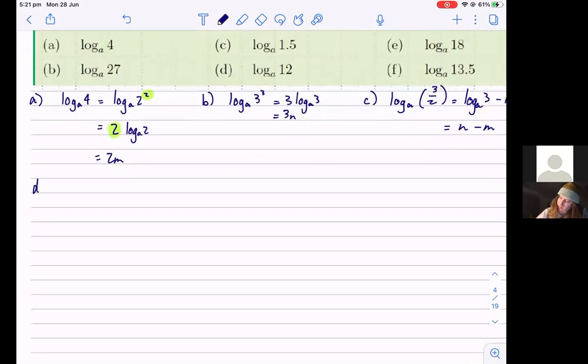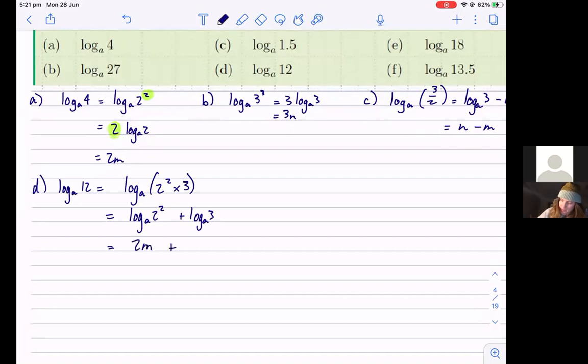Question D, we've got log base a of 12. Now that's the same as log base a of 2 squared times 3. So we've got log base a of 2 squared plus log base a of 3. Now we already know log base a of 2 squared, that's 2m, plus n. Question E, log base a of 18. Well, this time we've got log base a of 3 squared times 2, which means we've got 2n plus m.